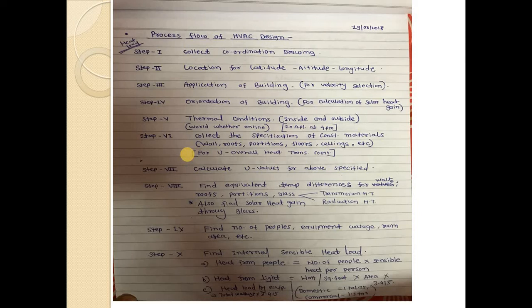You have to divide it by the square feet area into 3.415, that is the multiplication factor. This is the most important step in order to calculate the heat from the light. Also, heat load by evaporation you have to calculate with the help of the formula: total wattage into 3.415. So these are some important steps, the 10th step, which will definitely help you calculate the heat load estimation.